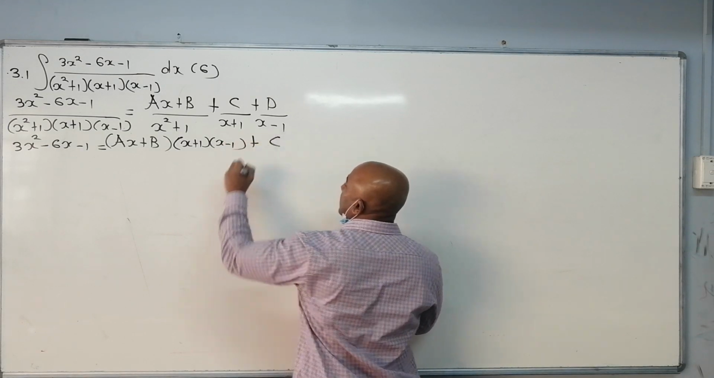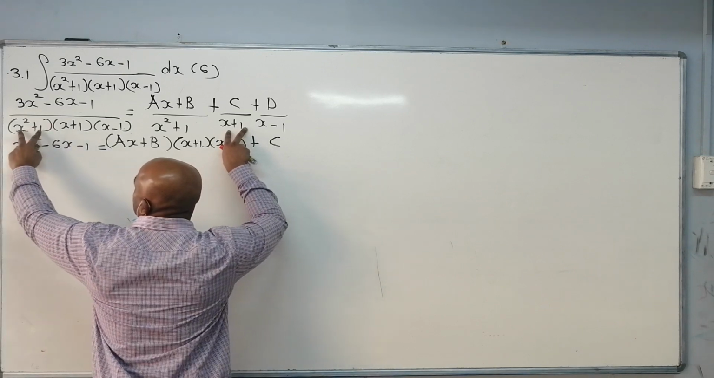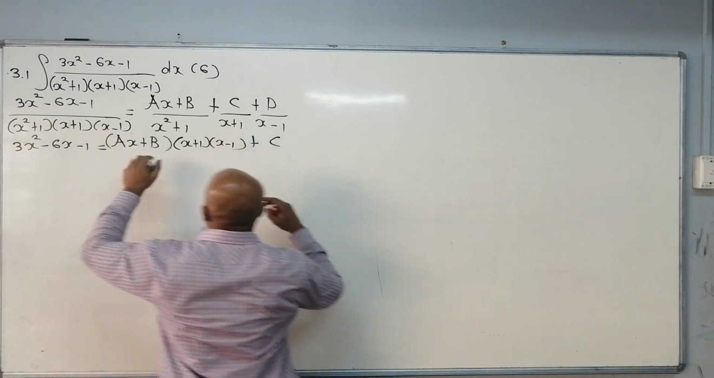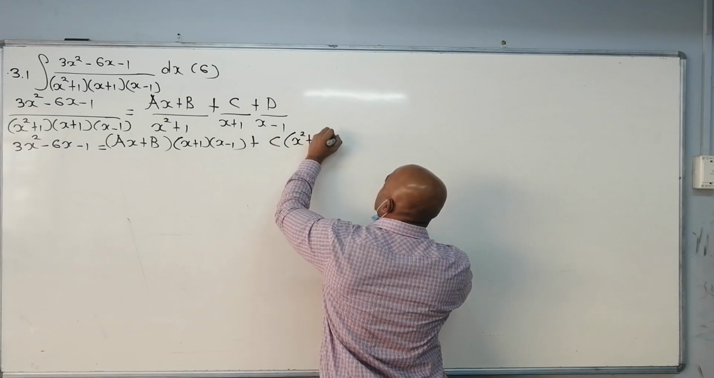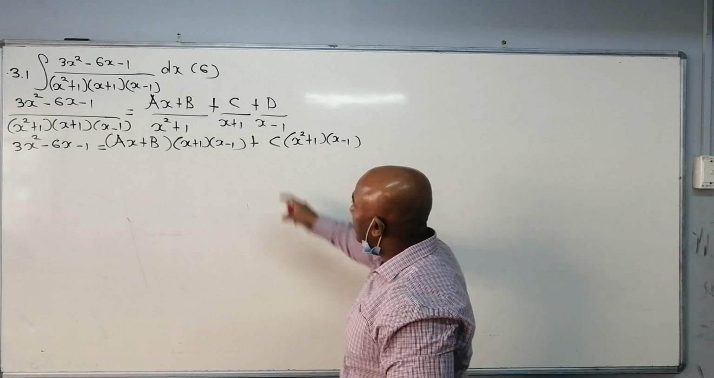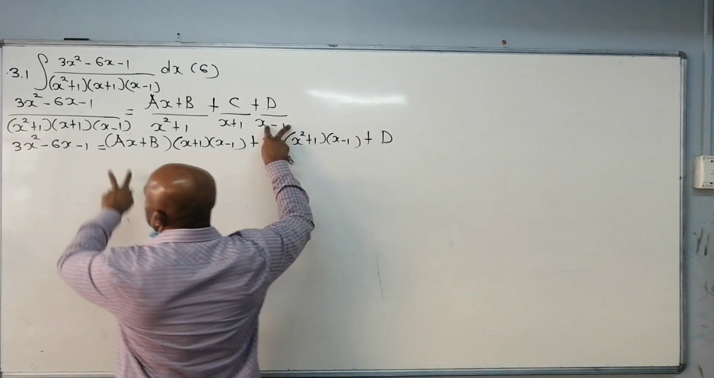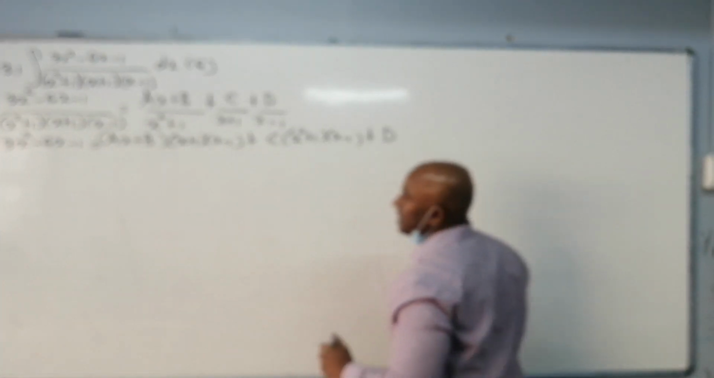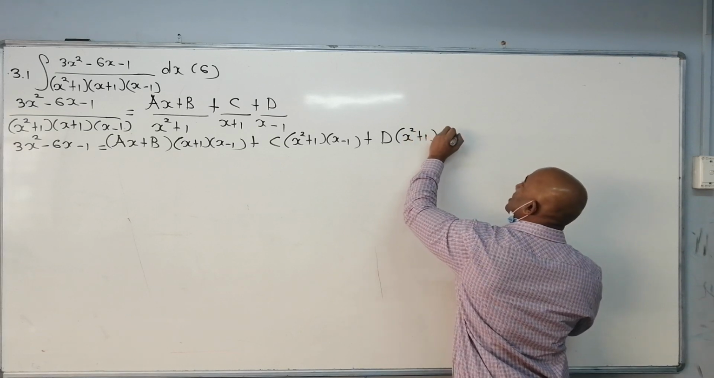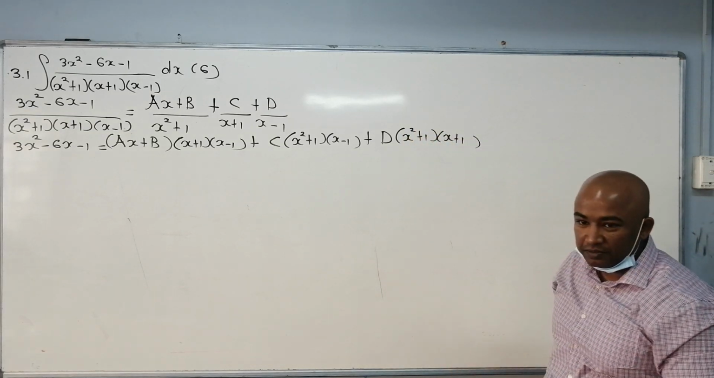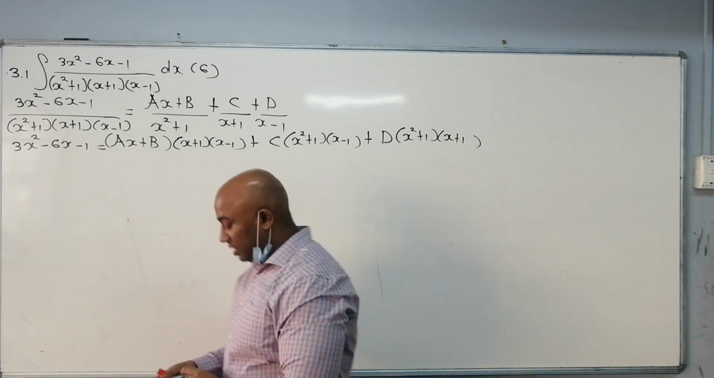Plus c. Now, x plus 1 will cancel with x plus 1. So what remains is x squared plus 1 times x minus 1. And then we've got plus d. x minus 1 will cancel with x minus 1, so what's left is x squared plus 1 times x plus 1. You're clear with that? Right, now from here, there are two options.